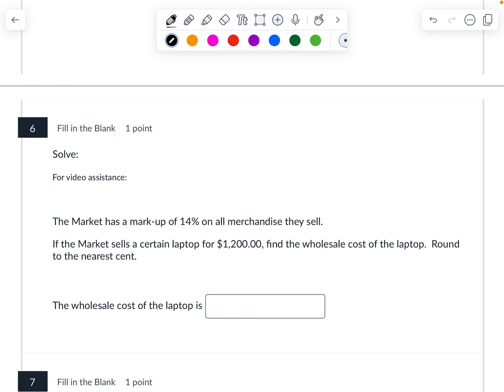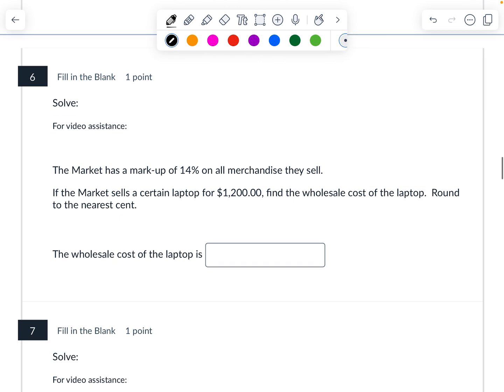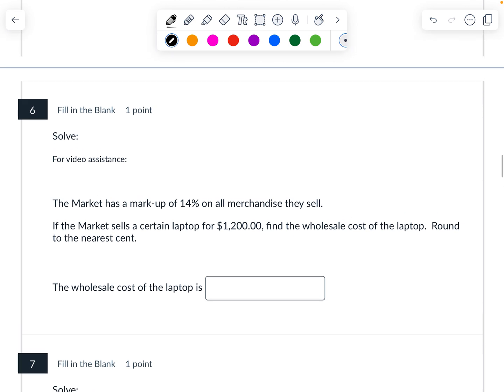Okay, this video is going to be on how to solve this type of retail problem. There's a whole bunch of different ways to do this, and if you already know how to do it and you do it well, do it your way. This is the way I do it to get it right every time.